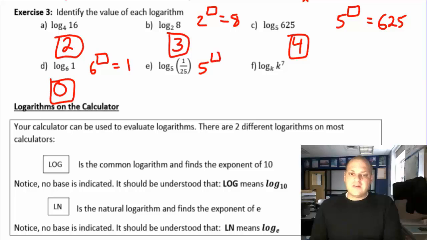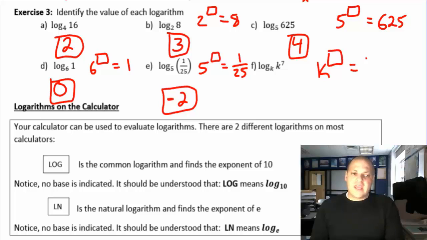5 to the what is 1 over 25. Well, I know I got to get it to be 1 over, so I know my exponent is going to be negative. And 25 is 5 squared, so it's 2, right? So negative 2 would be my exponent there. This is k to the blank equals k to the 7th. Just look at that. Well, that must be 7.